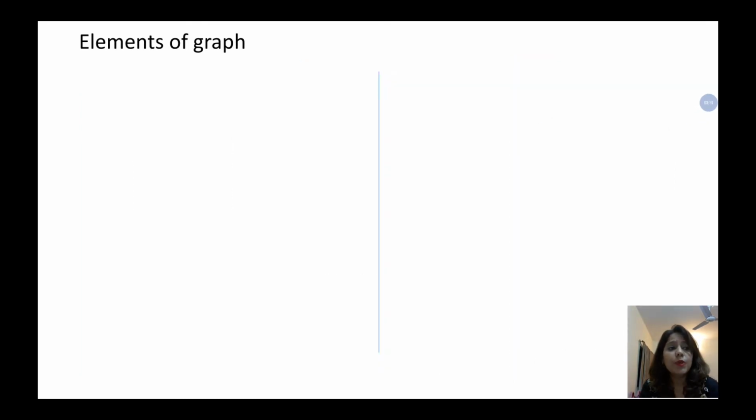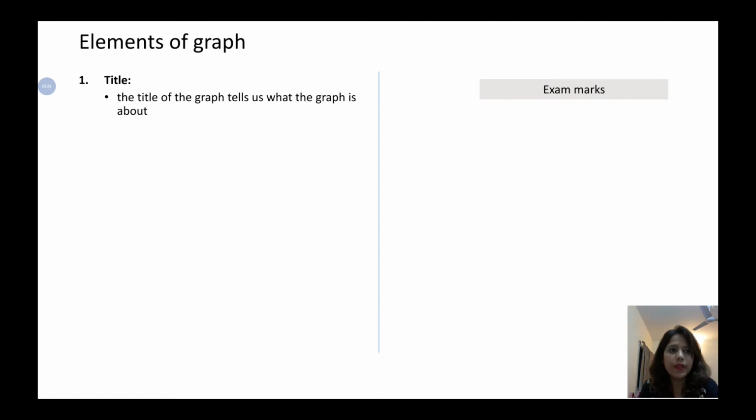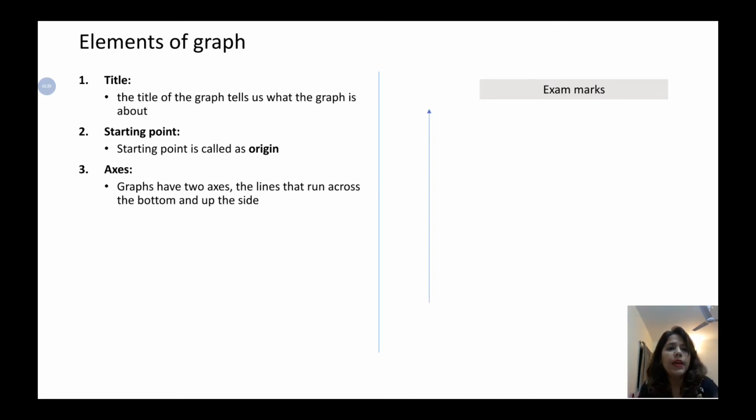Now, if graphs are so important, let's see what the elements of a graph are. First of all, we should have a title of the graph that tells what this graph is all about. Over here, it is about exam marks. And what is the starting point? We call it the origin. The horizontal line is called the x-axis, and the vertical line is the y-axis. And this point is called the origin.